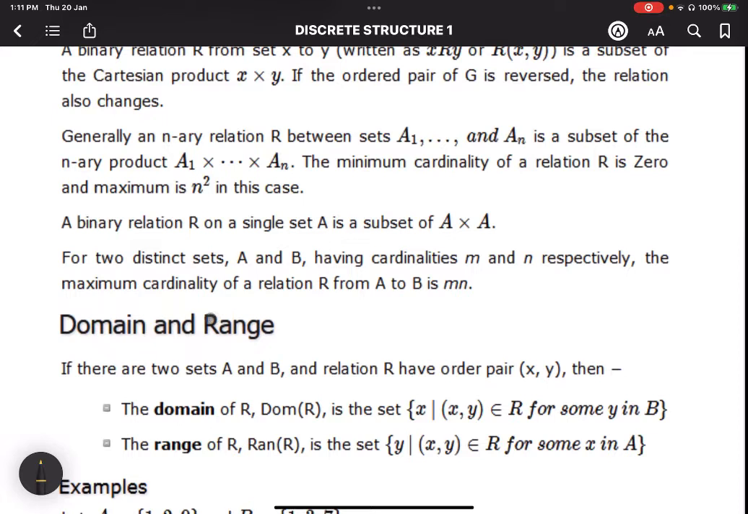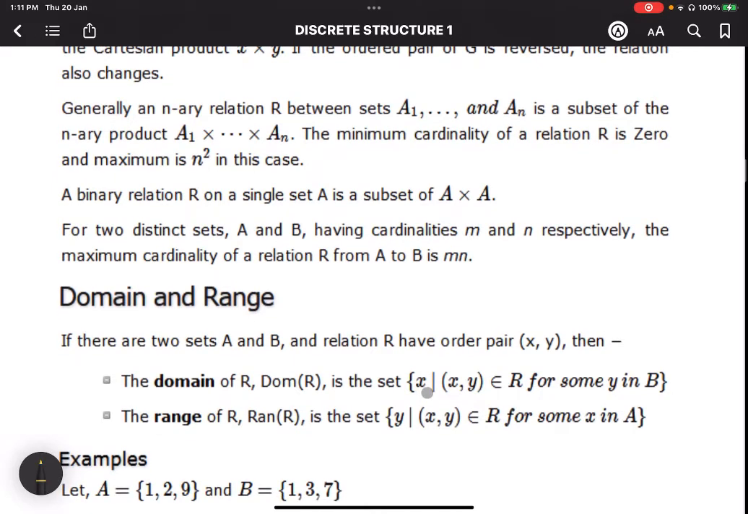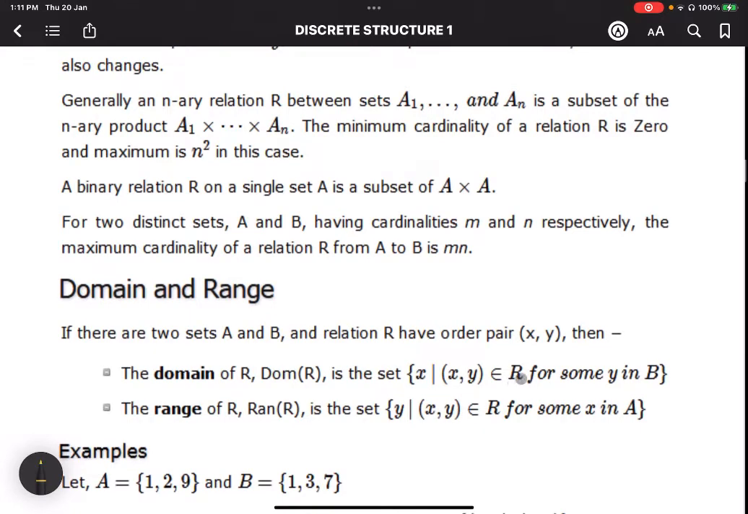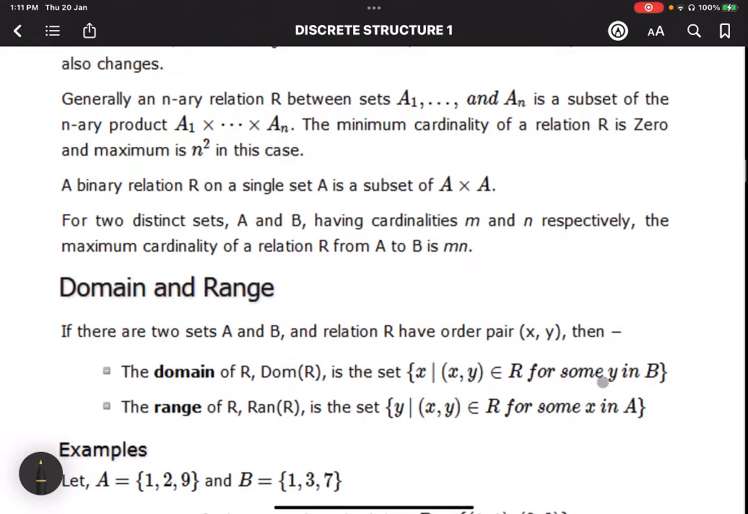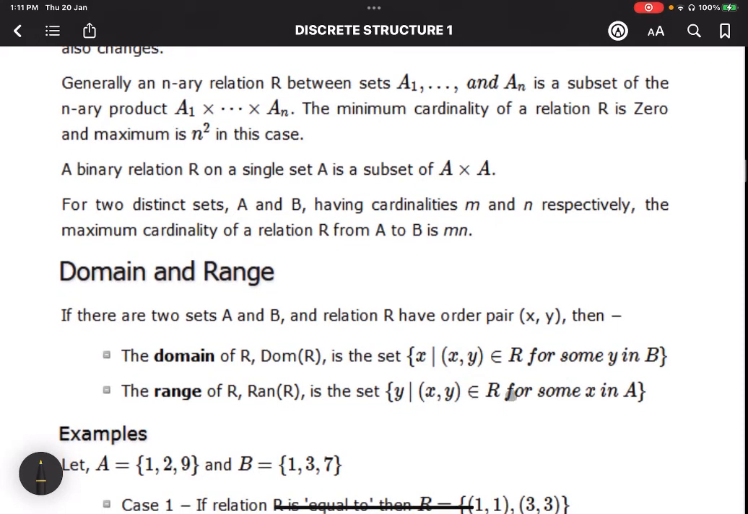We go now with domain and range. If there are two sets A and B and relation R has ordered pair (X, Y), then the domain of R, represented by dom R, is the set of any X where (X, Y) is an element of R for some Y in B. And the range of R, represented by ran R, is the set of any Y where (X, Y) is an element of R for some X in A.